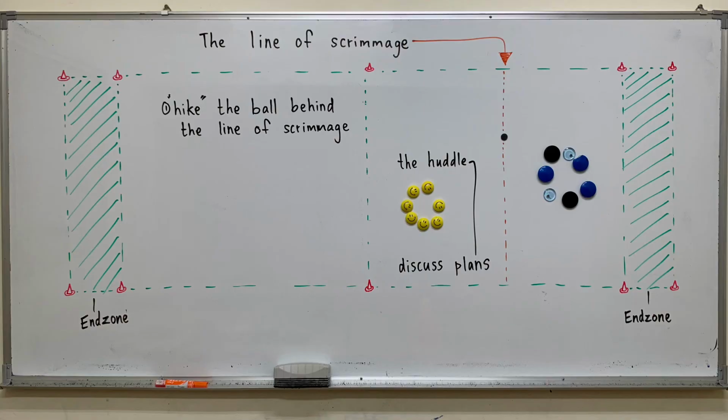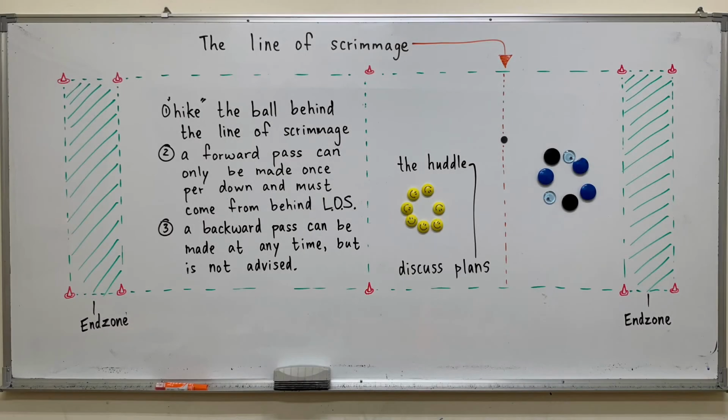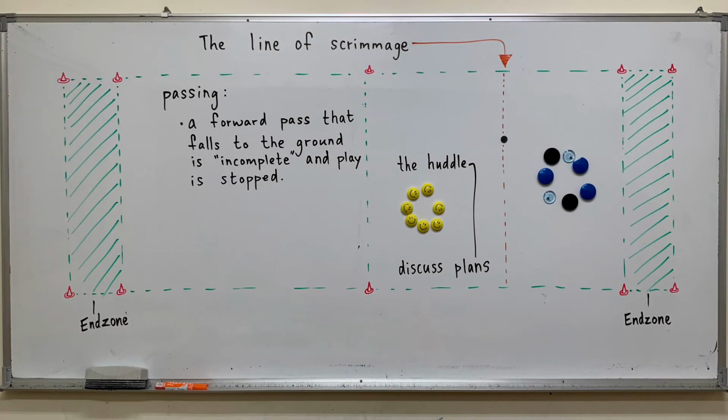Now, let's go back to how a play begins. All plays begin with the quarterback behind the line of scrimmage saying something like hike. A forward pass can only be made once per down and must come from behind the line of scrimmage. A backward pass, though, can come at any time and from anybody, but it's not advised. It's risky. So why? Let's look at passing a little closer.